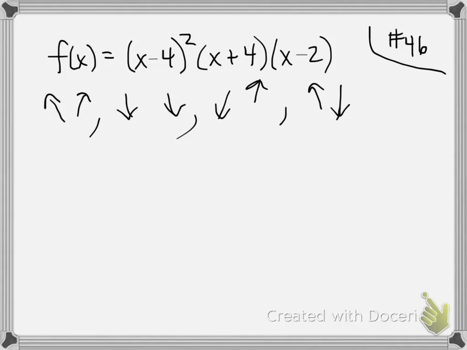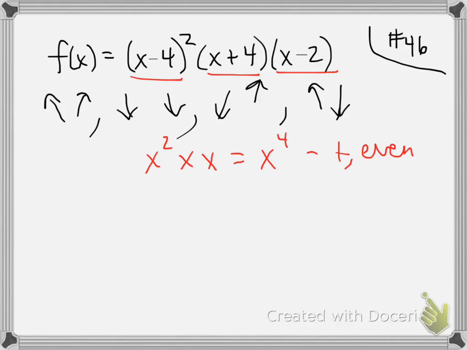And so what we need to do is look at what the power would be on our leading term. Okay, so I see that this first factor is going to give me an x squared. This factor, x plus 4, gives me an x. And this factor, x minus 2, gives me an x. All right, when we multiply, we add exponents, so this gives me an x to the fourth as my leading term. There's no sign in front of any of those leading x's. There's no number out in front, and so it's positive and even, which tells me both ends are pointing up.